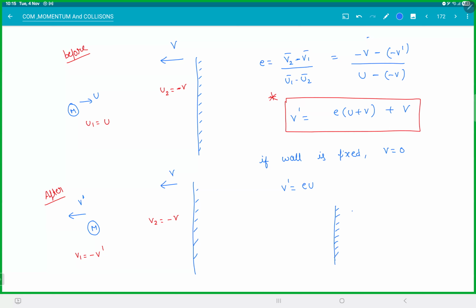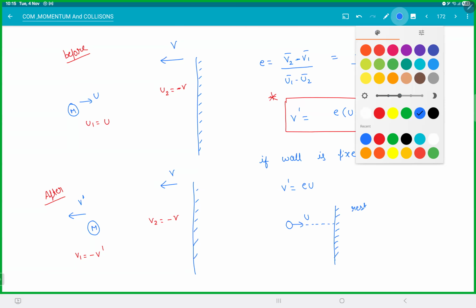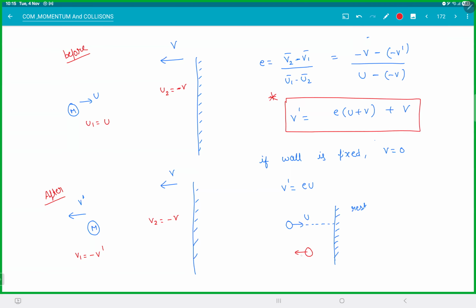Means if you keep the wall at rest, if a ball hits you with a speed U, after a collision, the ball will bounce back with EU. It's a pretty easy result to remember. Clear with that? So if you hit a ball with speed U, after collision, it will bounce back with EU.